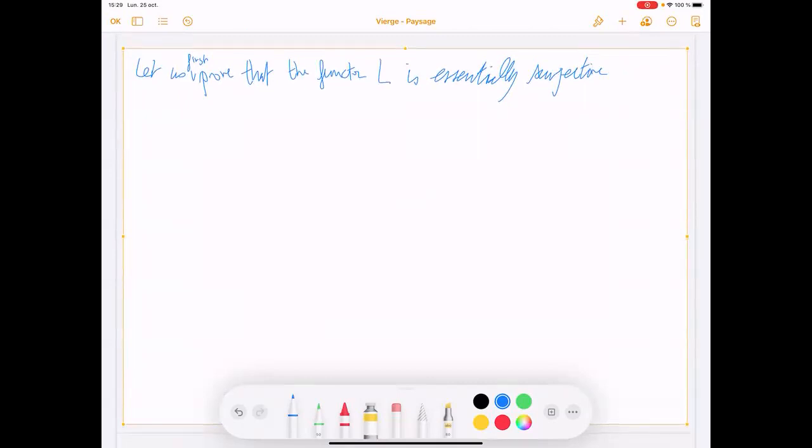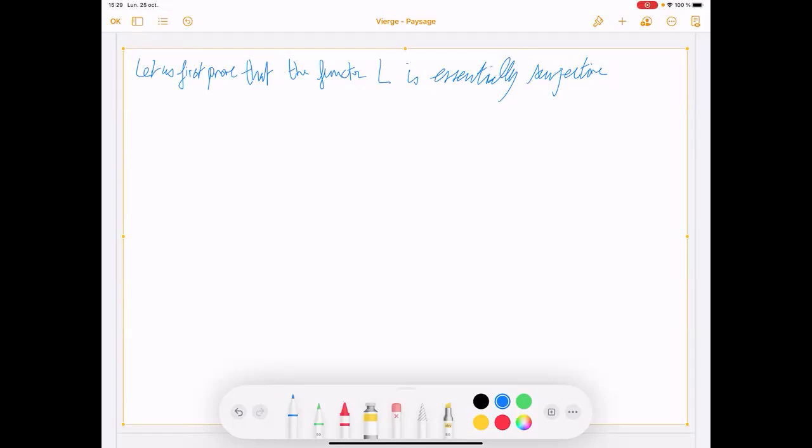So we want to prove L is essentially surjective, full and faithful. Let us first prove that it is essentially surjective.